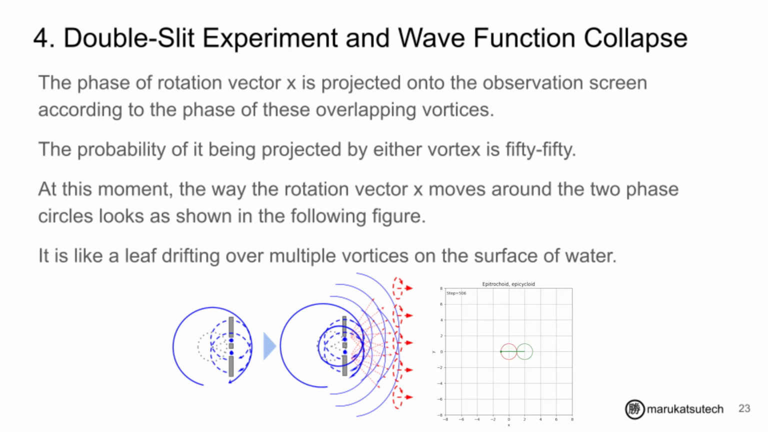The phase of rotation vector x is projected onto the observation screen according to the phase of these overlapping vortices. The probability of it being projected by either vortex is 50-50. At this moment, the way the rotation vector x moves around the two phase circles looks as shown in the following figure. It is like a leaf drifting over multiple vortices on the surface of water.